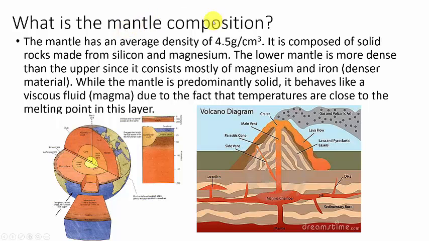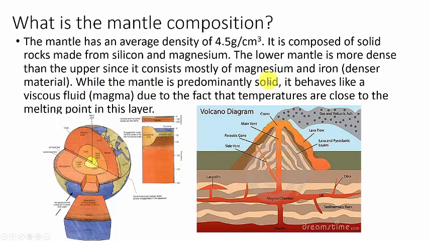Okay, what is the mantle composition? The mantle has an average density of 4.5 grams per cubic centimeter. This is an average because it actually changes between the upper and the lower mantle. It's mainly composed of solid rocks from silicon and magnesium. But the lower mantle, which is closer to the lower layer, is more dense, since it's mostly made of magnesium and iron. And iron is a denser material than magnesium or silicon.